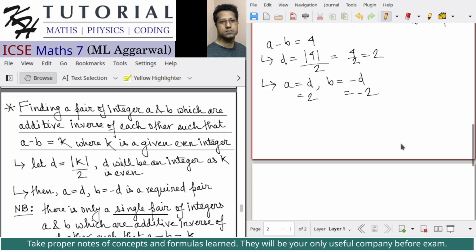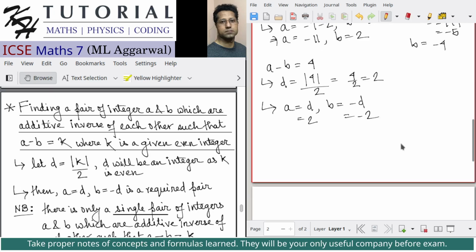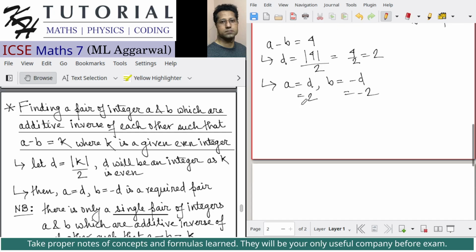Now this k, as I said, is an even integer. It could be a positive even integer or it could be a negative even integer. Let's say a and b are two integers which are additive inverses of each other, such that the difference, that is b minus a, is equal to minus 6. Obviously minus 6 is divisible by 2. So k in this example is minus 6. So we have to now find the values of a and b.